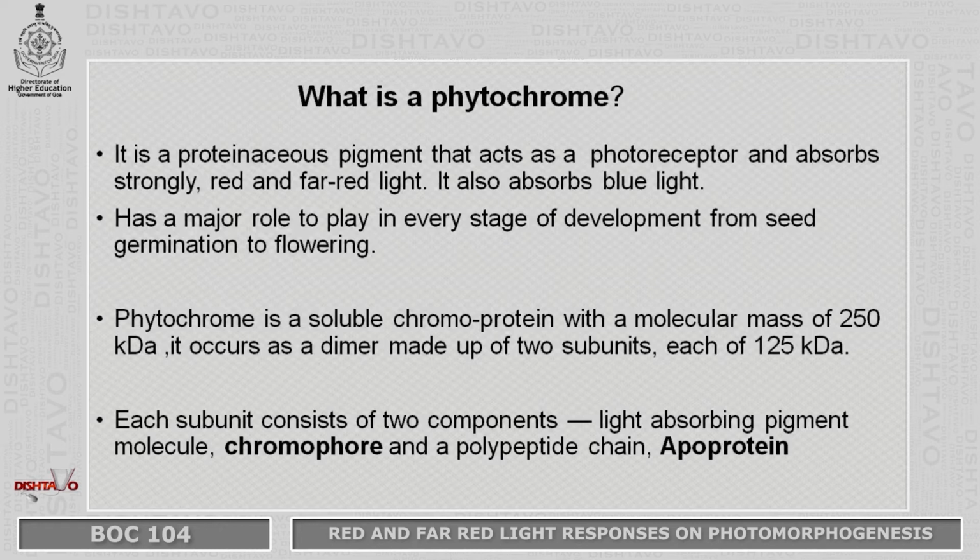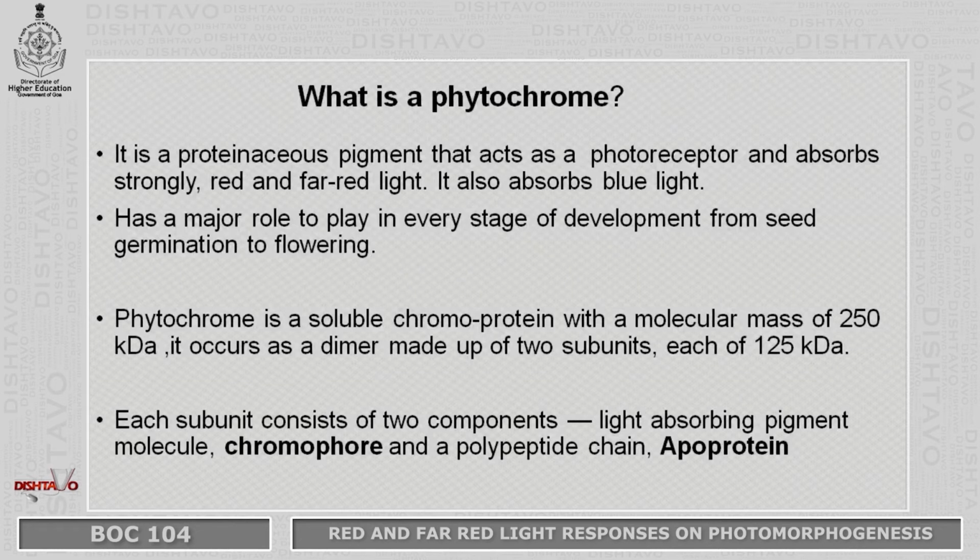So here you have an elaborate definition of what is a phytochrome. It is a proteinaceous pigment that acts as a photoreceptor and absorbs strongly red and far red light. It also absorbs blue light. It has a major role to play in every stage of development, from seed germination to flowering. Phytochrome is a soluble chromoprotein with a molecular mass of 250 kDa. It occurs as a dimer made up of two subunits, each of 125 kDa.